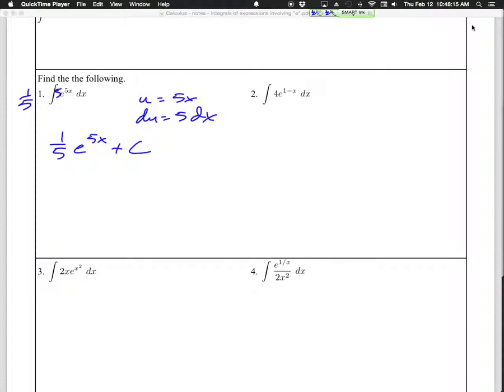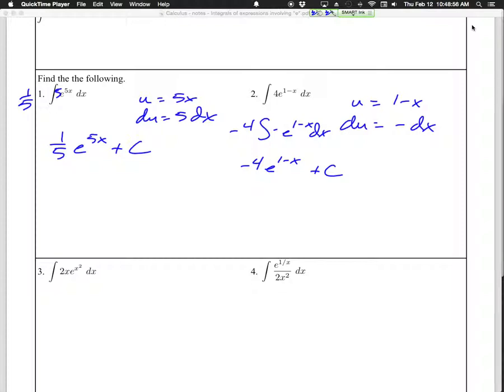Next one. What do I need to take the derivative of on the next one? 1 minus x. So my derivative is negative dx. So what adjustments need to be made? Negative. Let's take the 4 out. I need a negative on the inside, which means I need a negative on the outside. So when we integrate, we end up with negative 4e to the 1 minus x. Very good. Negative 4 e to the 1 minus x plus c.